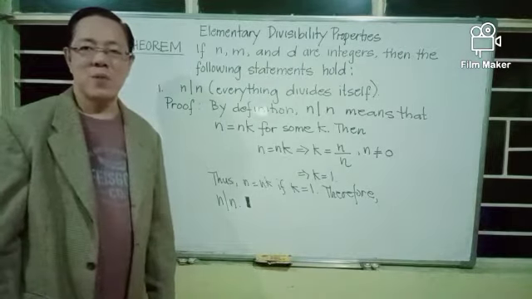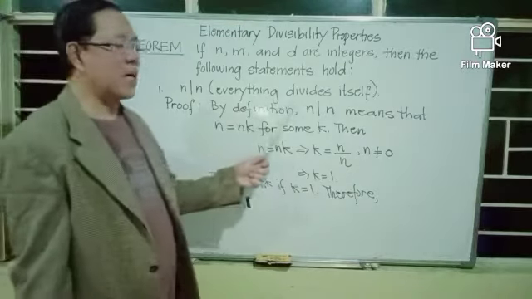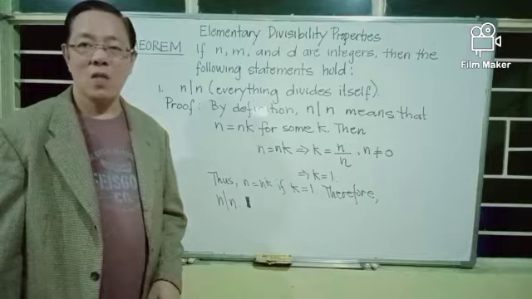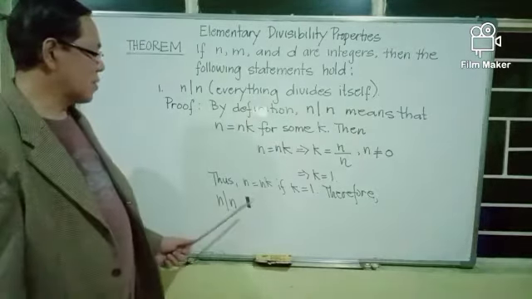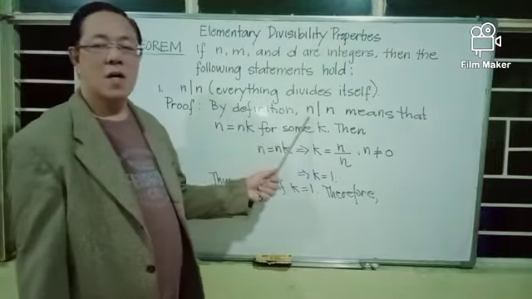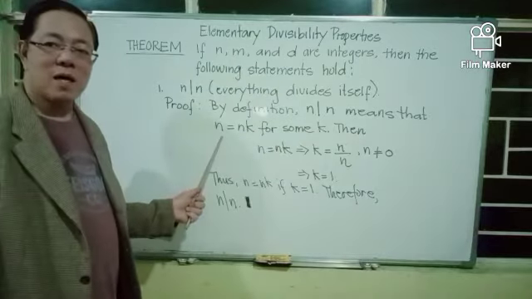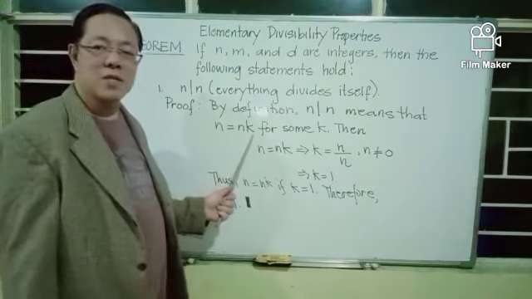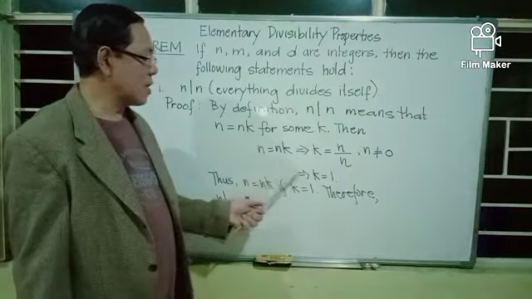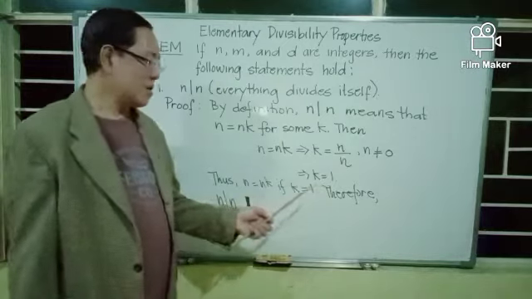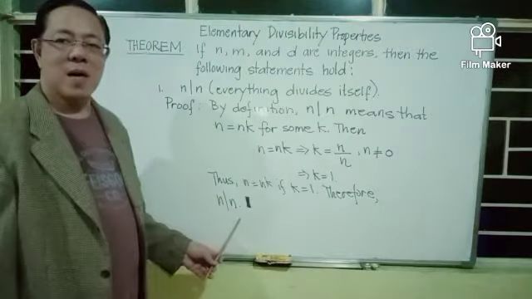And this completes the proof of the first property, n divides n. Everything divides itself for all integers n that are not 0. Because we have shown that by definition n divides n means that we can write n as the product of n and an integer k, and we have shown that there exists an integer k, which is 1, such that this equation is satisfied. Therefore, we conclude that n divides n.